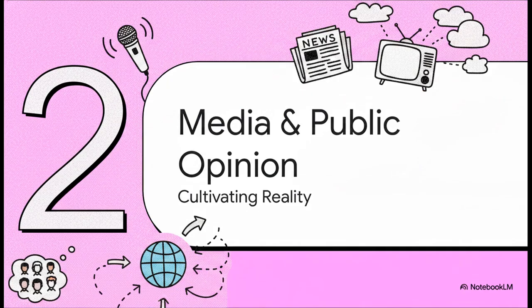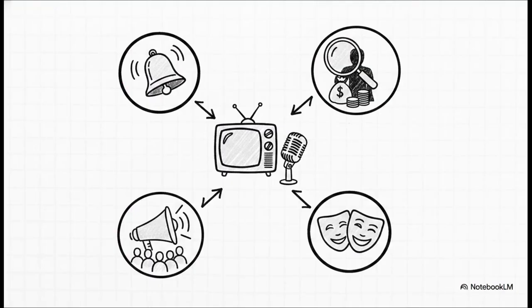Moving right along to Section 2, Media and Public Opinion, Cultivating Reality. So, if we need to deliberate with others, we really have to ask ourselves, where are we getting the information we're actually discussing? Well, that is exactly where the media comes in. Now, what's really interesting here is that, yes, the media entertains us, but it does so much more than that. It watches out for corruption, it sets the national agenda by deciding what stories get covered, and it promotes the public good. The media doesn't just hand us facts, it acts like a giant alarm bell, signaling to all of us when we need to pay attention and take action.